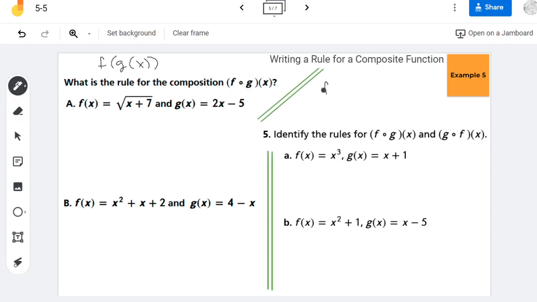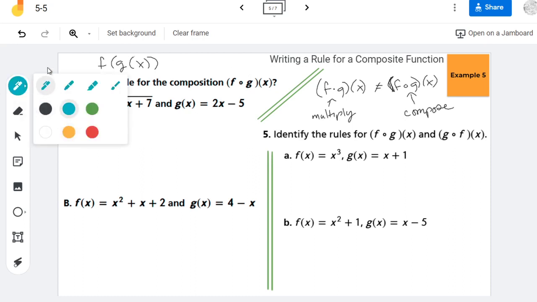Okay, f dot g of x is not the same thing as f of g of x. Alright, those are whole other ball games. So this one is saying to multiply, and this one is saying to compose, which means to plug g of x into f of x. Okay, so just be aware of that notation. That's why I don't care for this particular notation. I like the parentheses. But let's do it anyway.